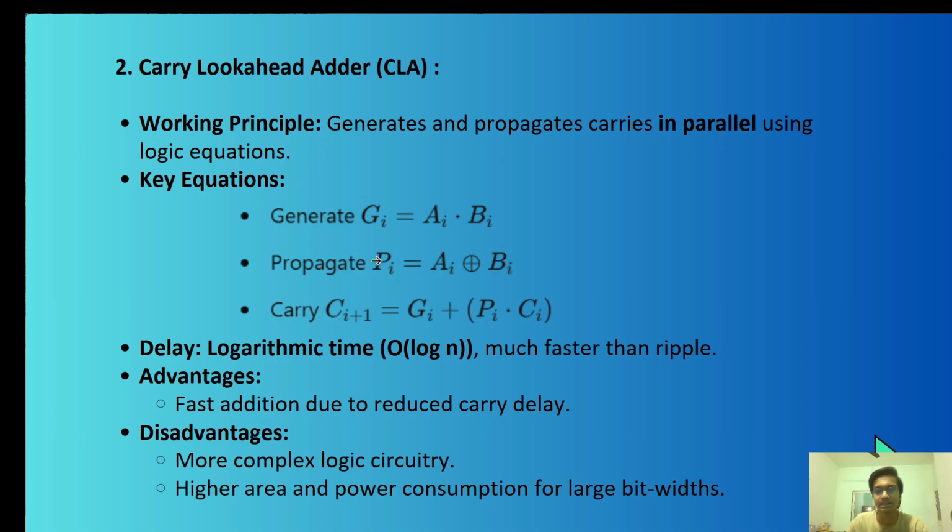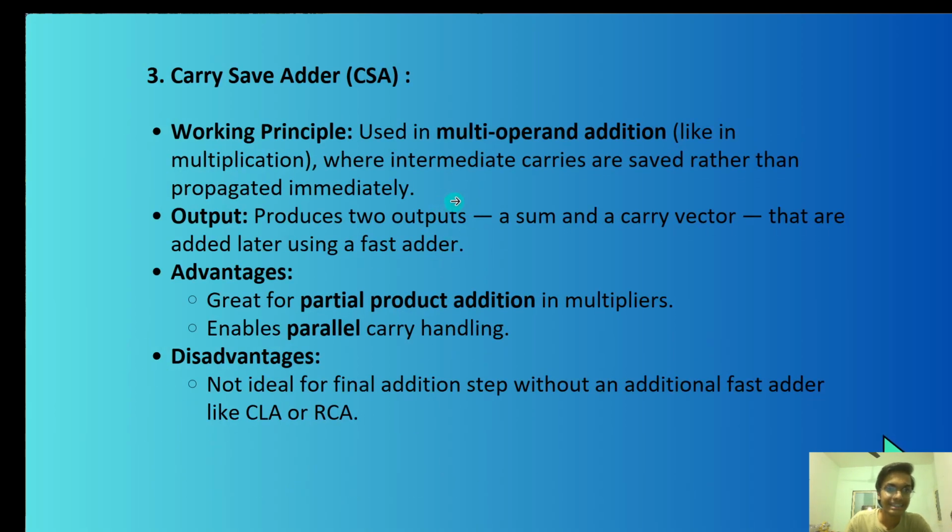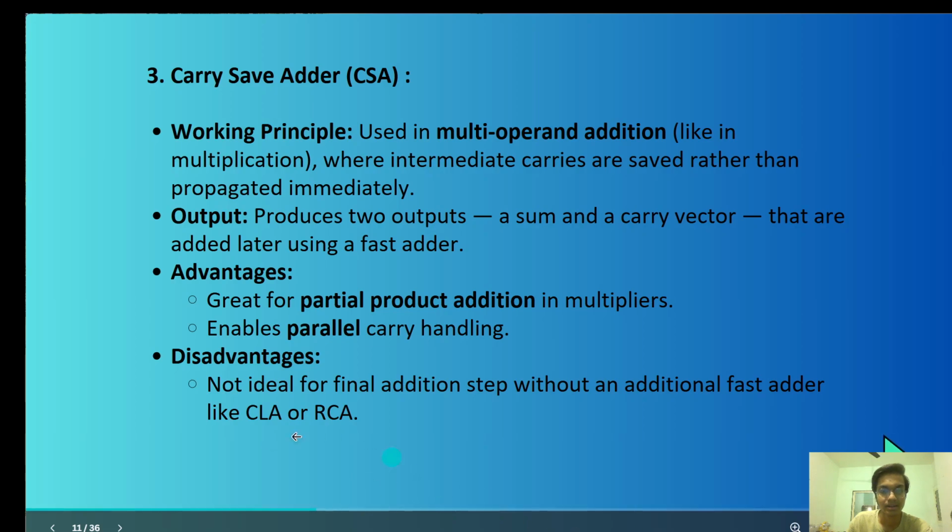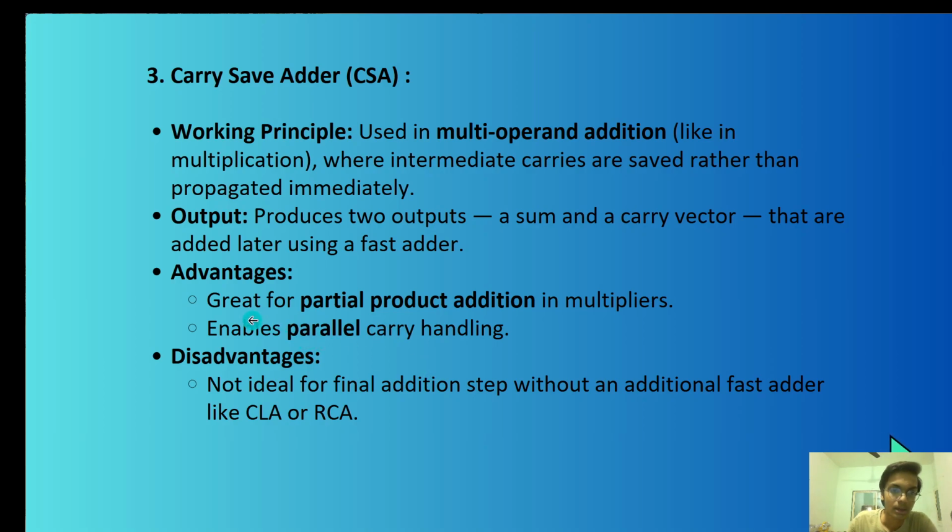So the advantage is faster timing, but the disadvantages are that it is complex and power consumption is high. So this is CSA, the carry save adder. It uses multiple operands to get a propagated carry, and then both the sums are later added, which is useful, but it has a disadvantage: it is not ideal, because we are going to use one more adder again, which is faster than it. So why should we use two adders? Normally it is not suggested.